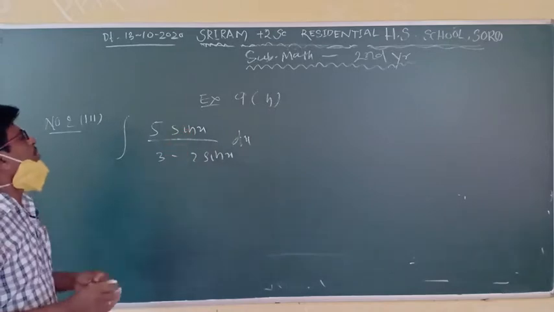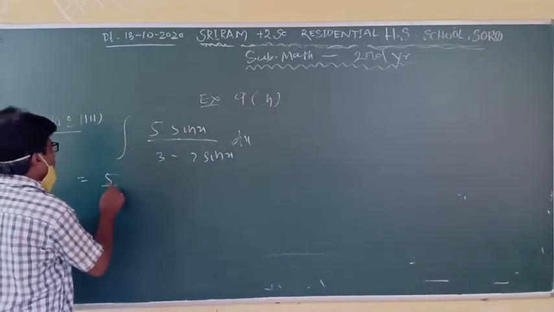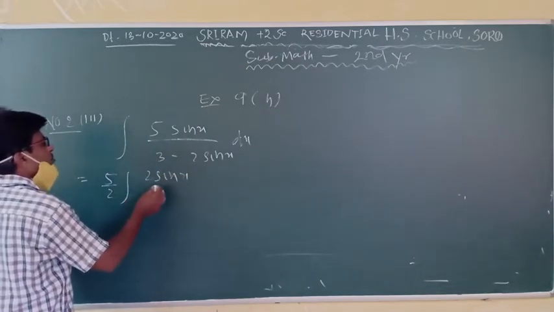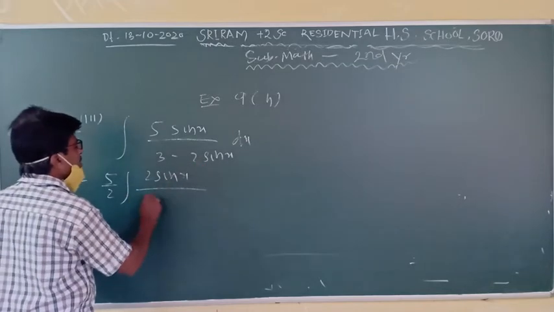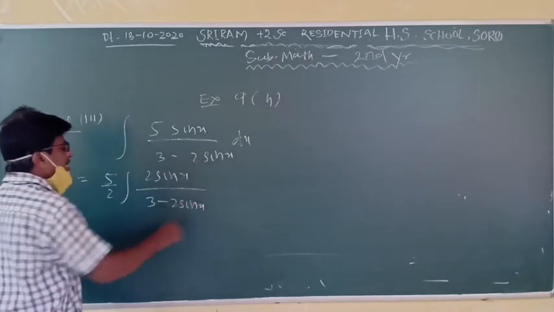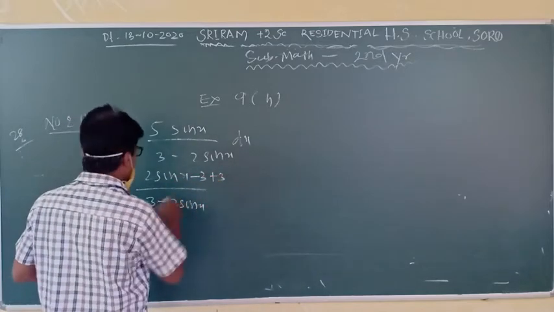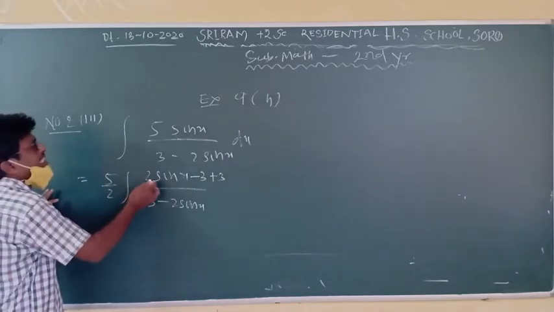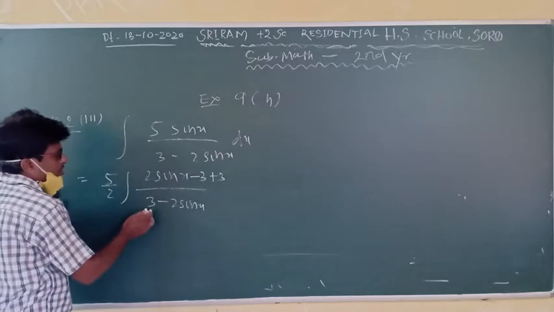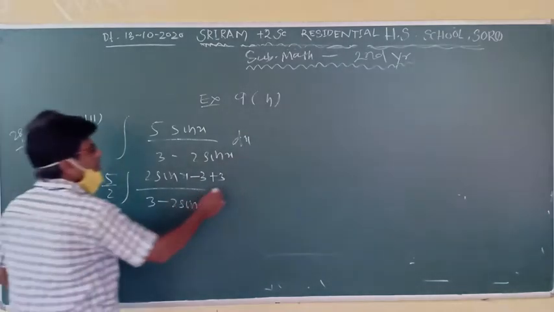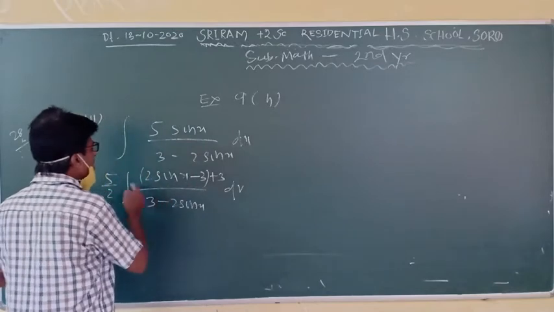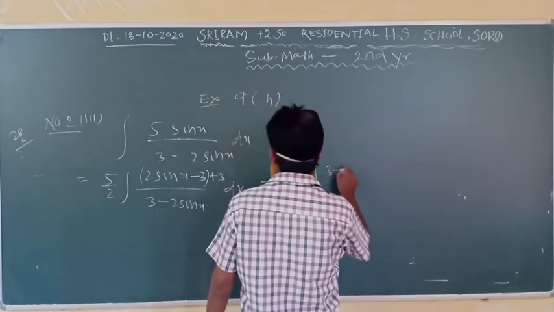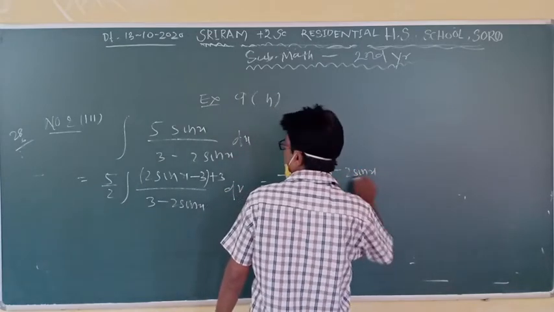Here there is sin x in the numerator also, so take 5 by 2 times 2 sin x, because 5 by 2 times 2 sin x gives 5 sin x. Since the denominator is 3 minus 2 sin x, we take minus 3 plus 3 in the numerator. From those two terms, take minus common, with 5 by 2 going outside: minus, then (3 minus 2 sin x) divided by (3 minus 2 sin x) dx.